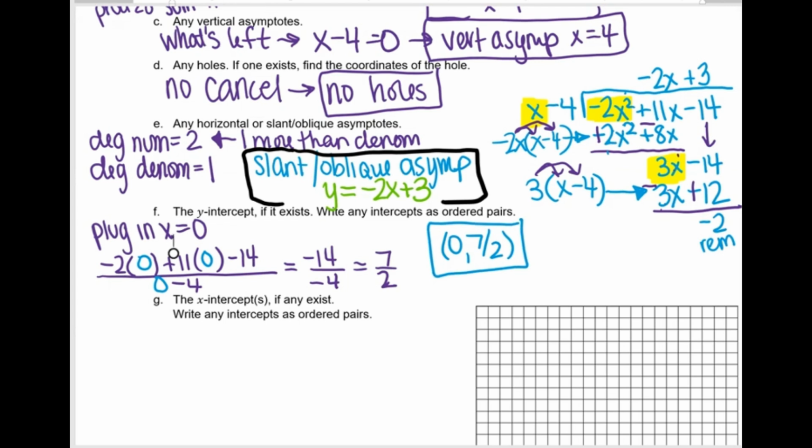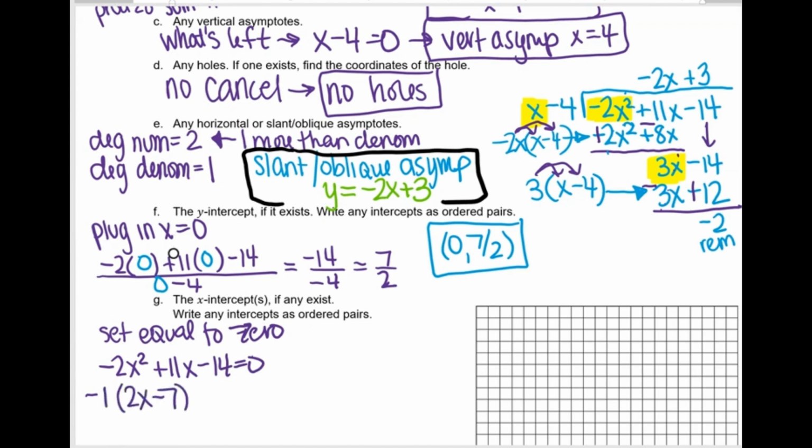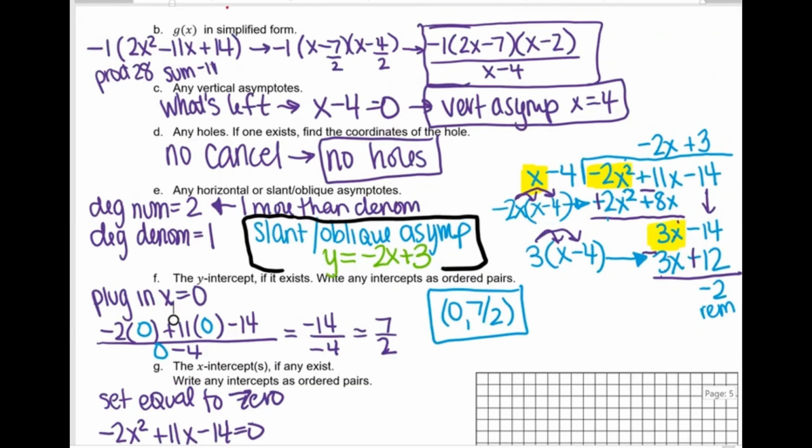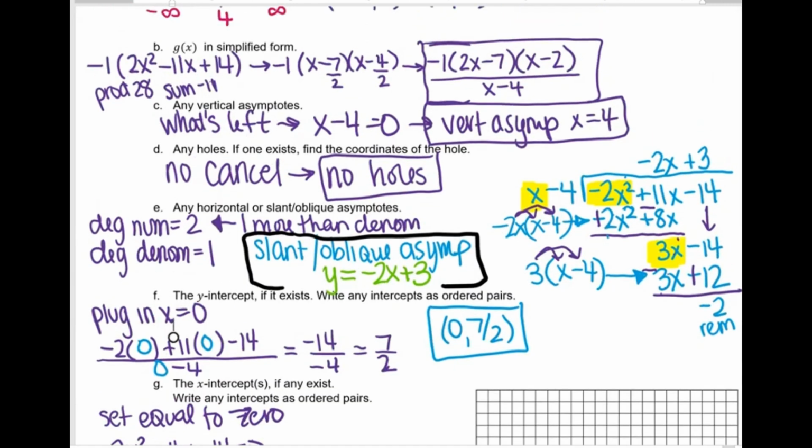Our x-intercept, remember that we set it equal to 0. So we're really only concerned about the numerator. So we would have that negative 2x squared plus 11x minus 14 equal to 0. But we have already factored this. We said this factored into negative 1 times 2x minus 7 times x minus 2, because we found it when we were trying to simplify.